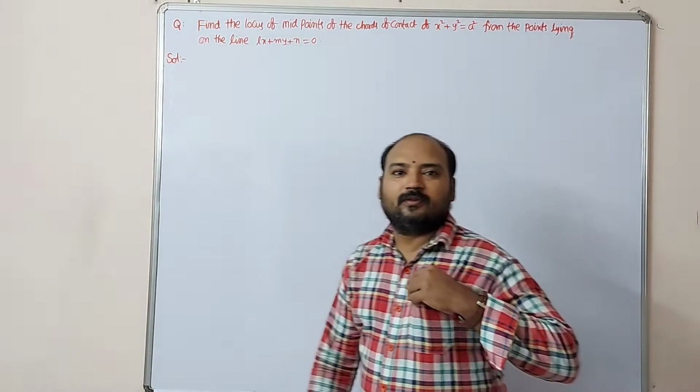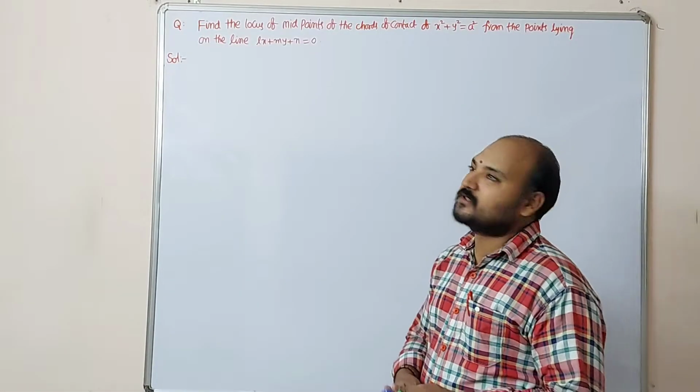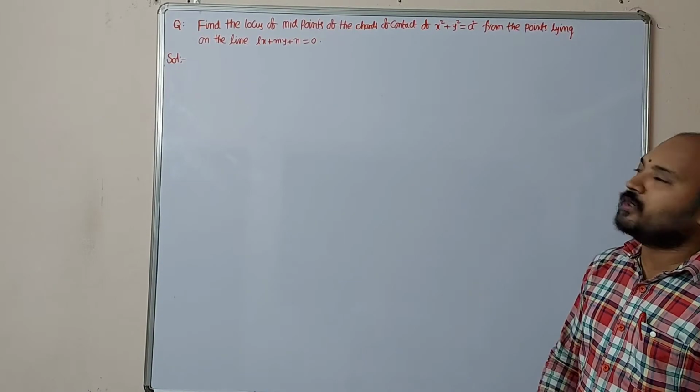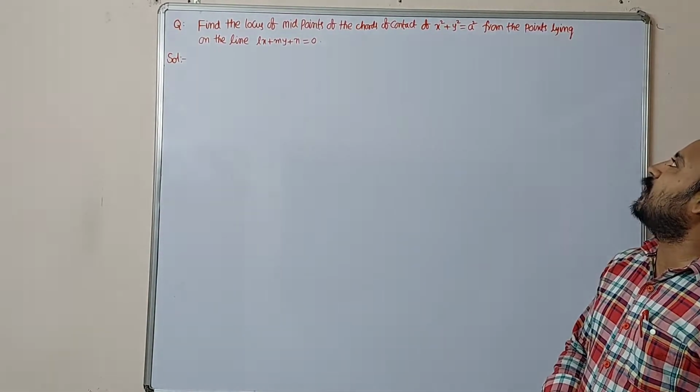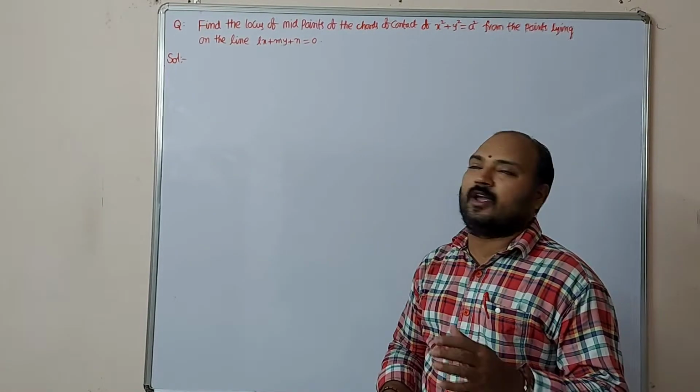Yeah. Another important question, dear students, from the circles, examples. Find the locus of midpoints of the chords of contact of x square plus y square equal to a square from the points lying on the line.